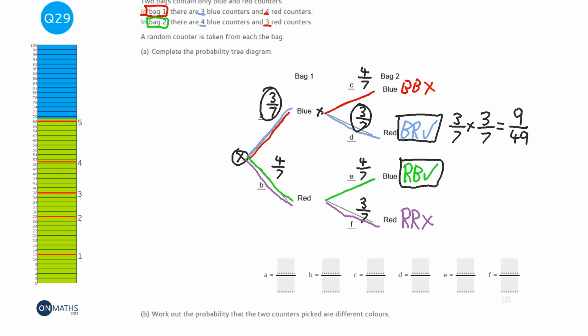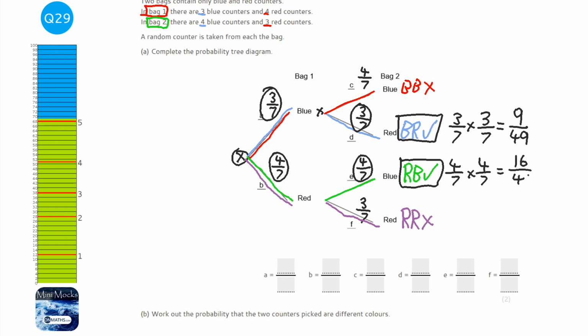Let's do the same with the red and then blue. So we passed a 4 over 7, and we passed another 4 over 7. And let's times them. So that's going to be 16 over 49. Now, this is the problem, is we end up with 2 fractions. Well, we need one answer. So we need to find some way of combining those together.